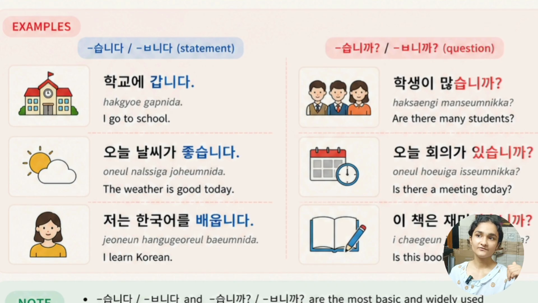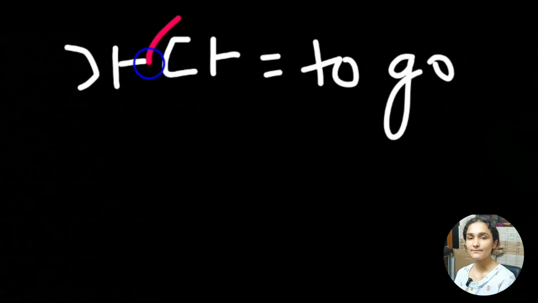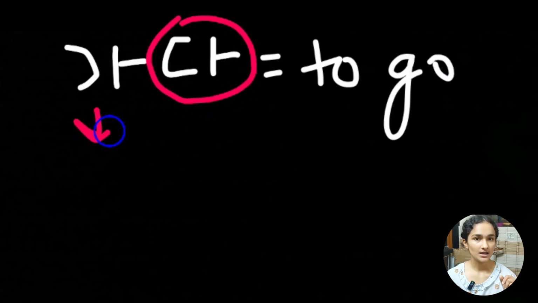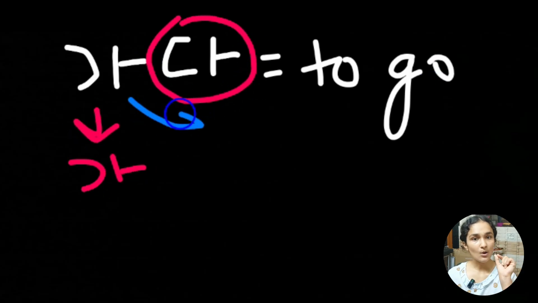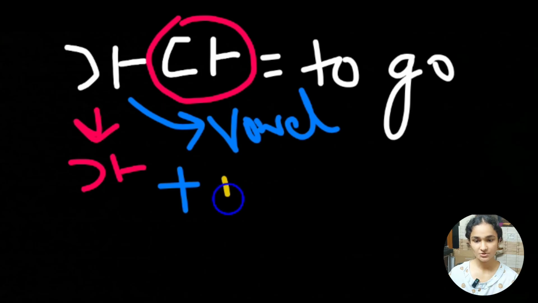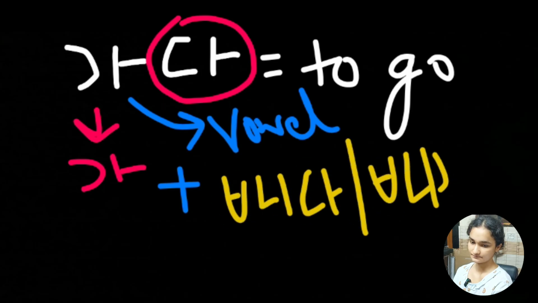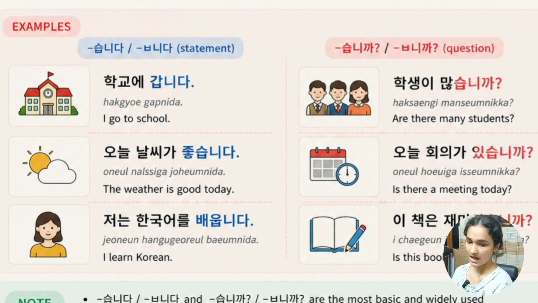Now, let's take another example, which is 가다. 가다 means to go, and if we remove the 다 part, the dictionary form, we get 가. 아 is a vowel, and that's why if we have to ask, are you going, or say I am going, you have to use ㅂ니다 and ㅂ니까. 갑니다 or 갑니까.